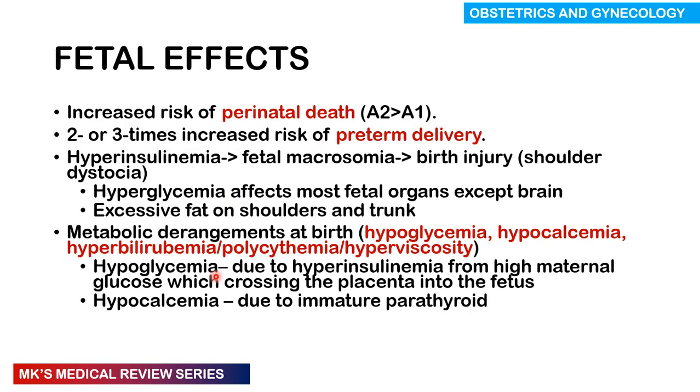Now, what are some of the fetal effects? There is an increased risk in perinatal mortality. It's greater with those that are White's class A2 than those that are White's class A. There is a 2 to 3 times increased risk of preterm delivery. And remember, the hyperinsulinemia, driven by the maternal hyperglycemia, is leading to fetal macrosomia, because remember, insulin is an anabolic hormone. This is going to cause birth injuries, such as shoulder dystocia.